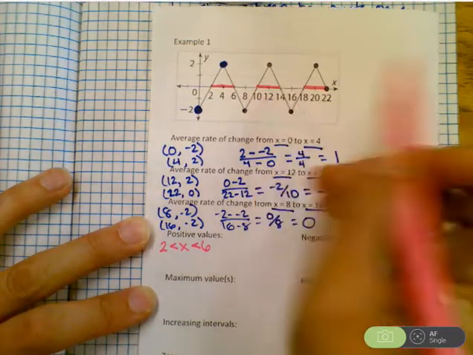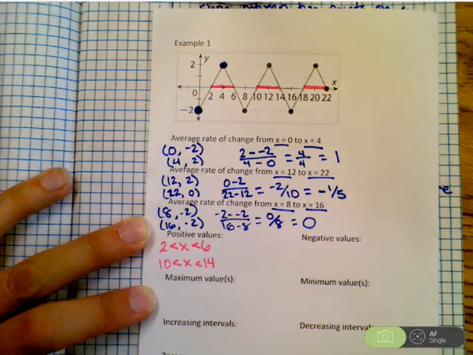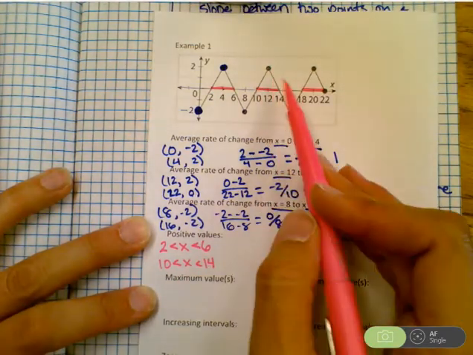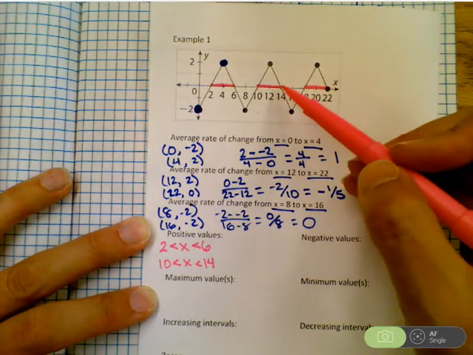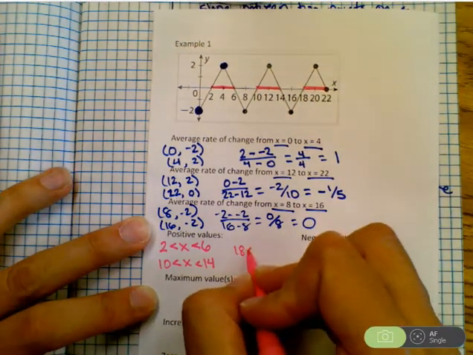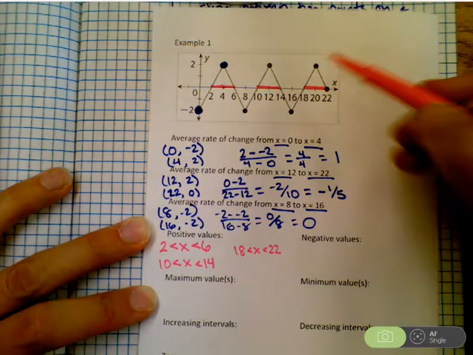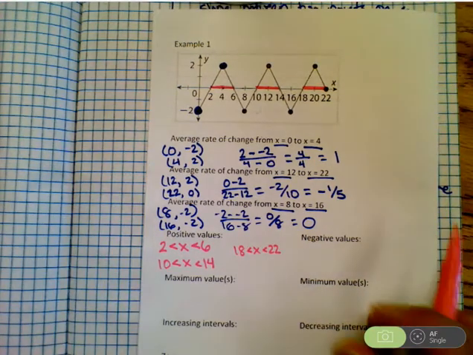When x is between 10 and 14, I also have positive values because I'm above the x-axis there. So I don't care about what the y value is, just that it's above the x-axis. And finally, from 18 to 22, I also have positive x values because we're above the x-axis.